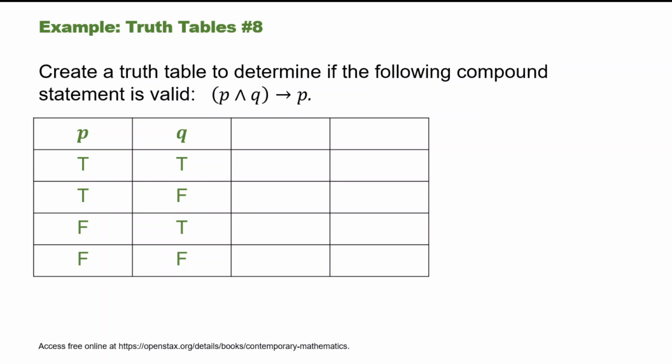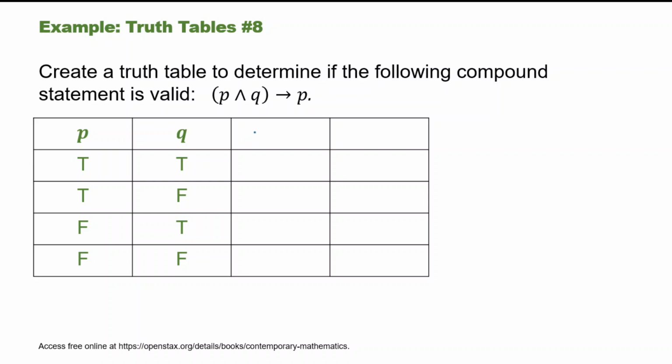Example, truth tables number 8. Create a truth table to determine if the following compound statement is valid. Parentheses, P and Q, close parentheses, implies P. Once again, we have two columns given to us. They are labeled P and Q with values of true, true, true, false, false, true, false, false.